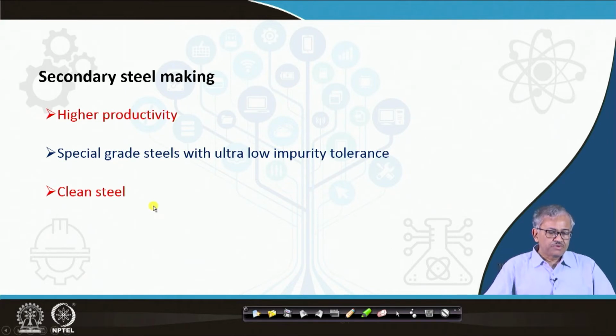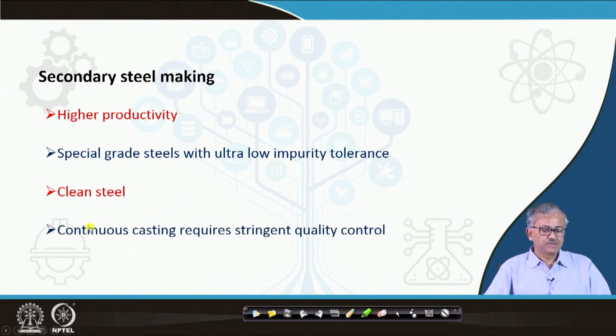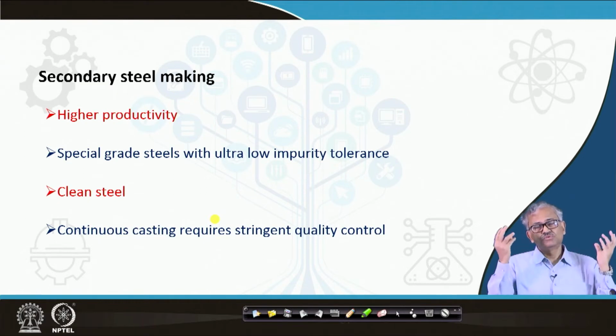After inclusion modification, the inclusions that remain, which cannot be eliminated from the steel, can be modified and do not hamper the further processing of steel. And finally, continuous casting requires stringent quality control. Basically, it is a very fast process, so it doesn't allow much of the impurity to come out and bubble through the liquid.